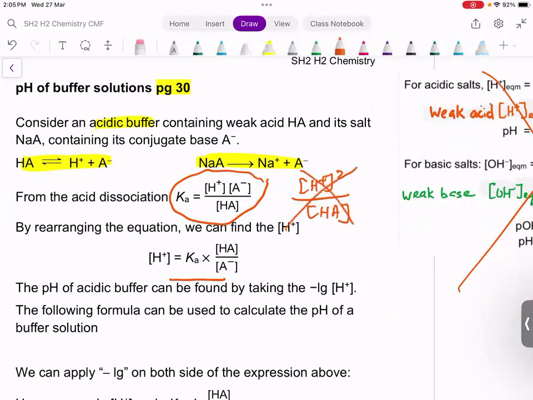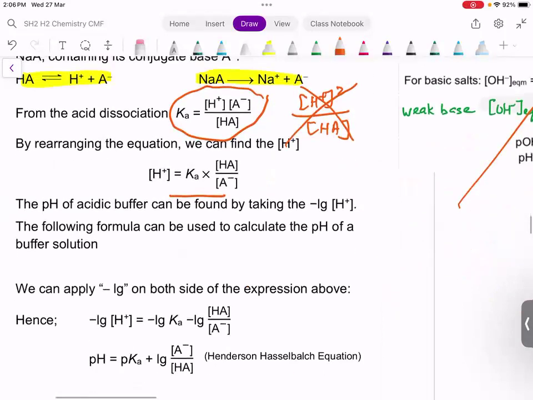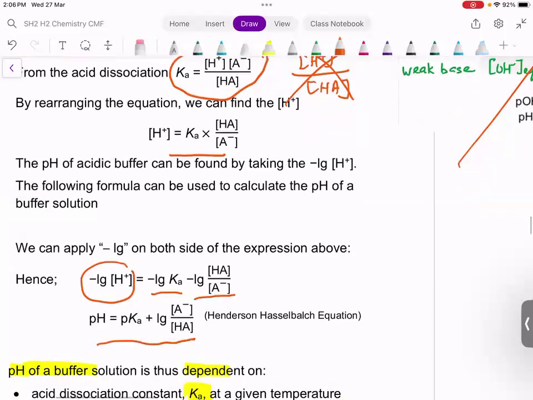Okay, this doesn't work anymore. Okay, so this is how it will look like. The whole expression changes. So if you do a negative log throughout, negative log of H plus, negative log of Ka, and negative log of this, then you end up with this relationship. Okay, and this relationship you can memorize so that you can calculate the pH of a buffer system faster. Okay, so this is called a Henderson equation.